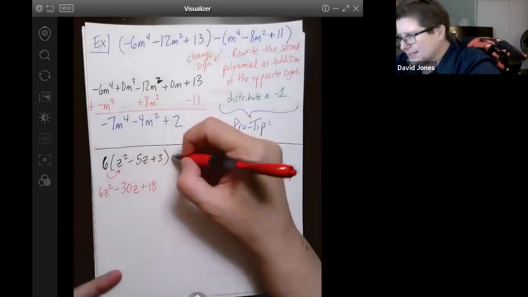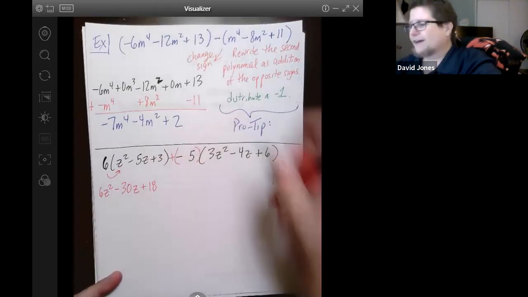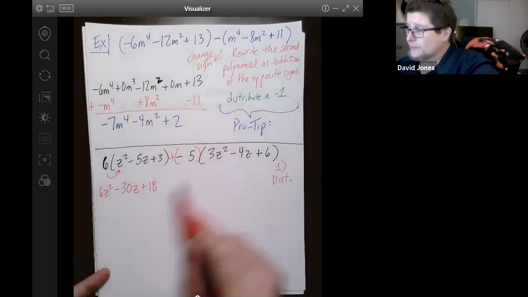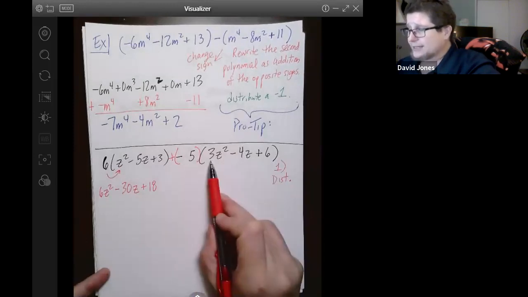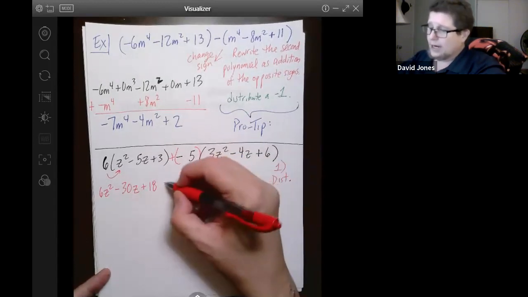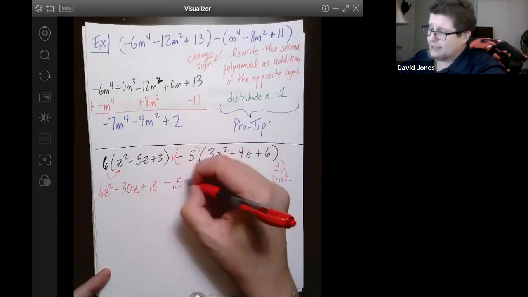I'm going to treat this as plus the negative 5 times that. So whatever I have here, I'm going to add. Negative 5 times 3 is negative 15. So I'm adding a negative number, which is subtracting. Negative 15z squared.